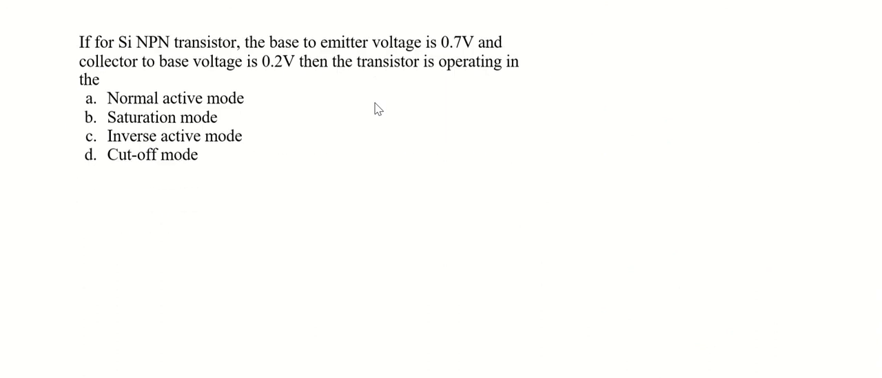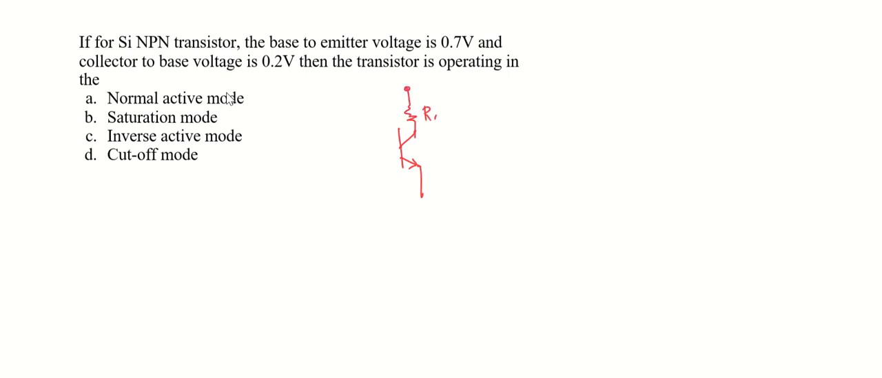The next question: if for a silicon NPN transistor, the base to emitter voltage is 0.7 volt and the collector to base voltage is 0.2 volt, then the transistor is operating in the... So given the base emitter voltage and the collector base voltage, we have to find in which region, which mode, the transistor is operating. For that, we have to know the working of a transistor, how it will work.